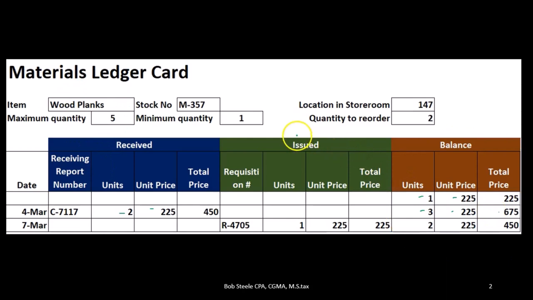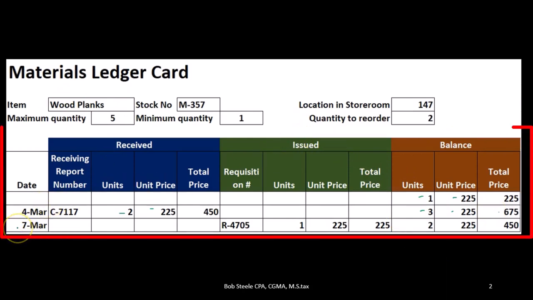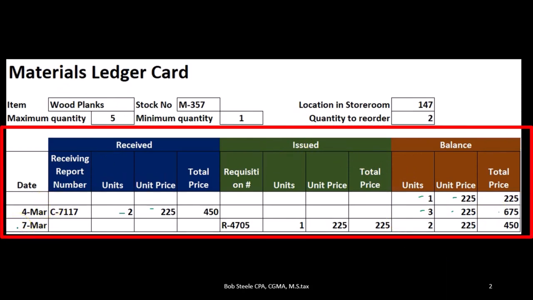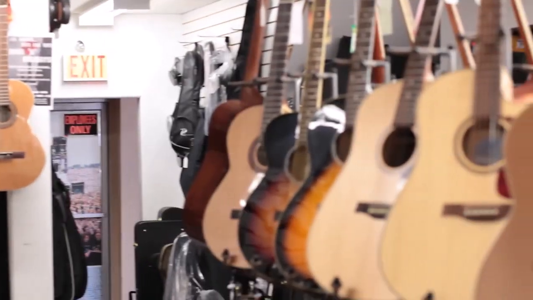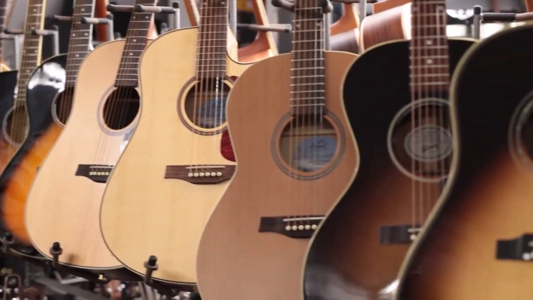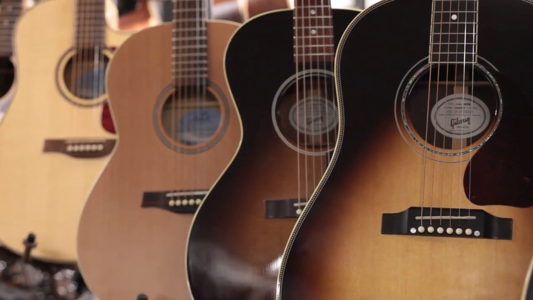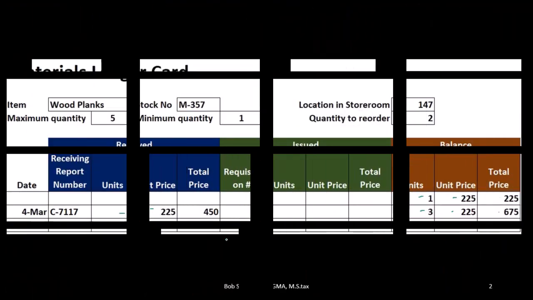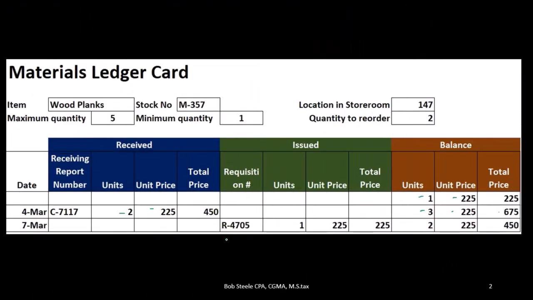And then we're saying this time we have an issuance. On March 7th, we had an issuance. Why would we issue? Well, there was a request from the work in process for, say, a new guitar we need to make, and they ordered some planks of wood, one plank of wood apparently. And we then have a requisition form. That's going to be the form from the work in process, the factory, saying, hey, we've got a project that we need to work on. Here's the form. We're going to say that's for one unit, one plank, cost $225.